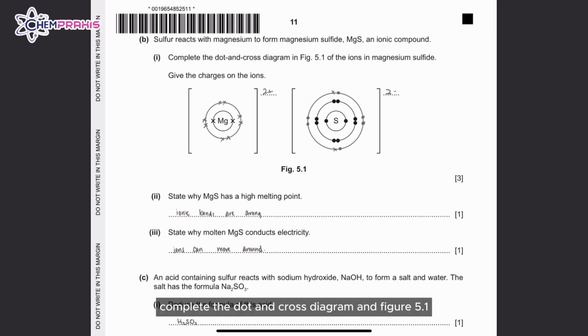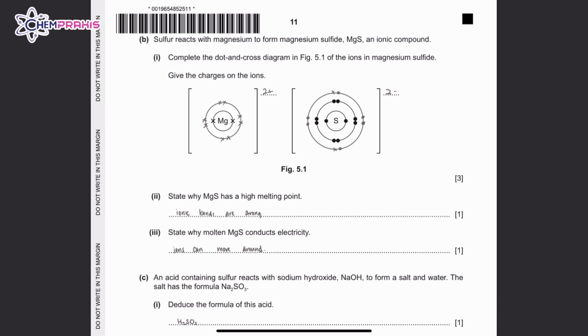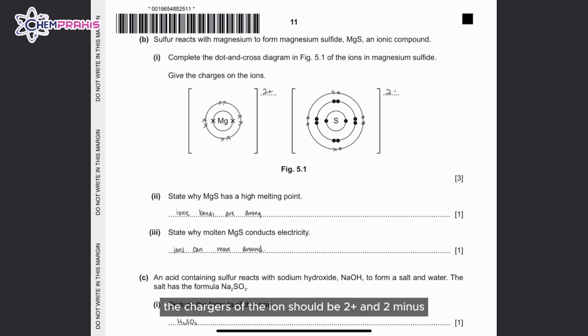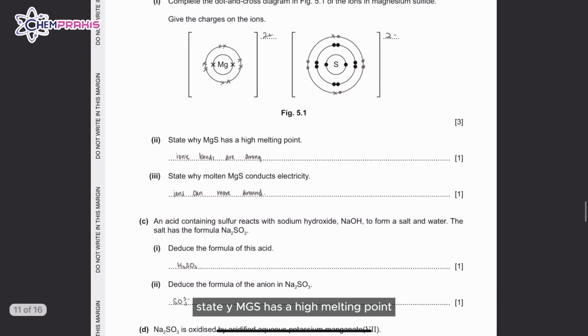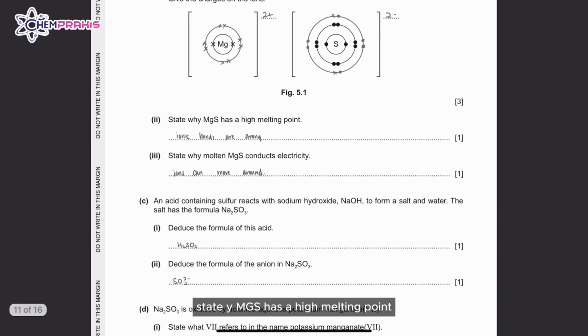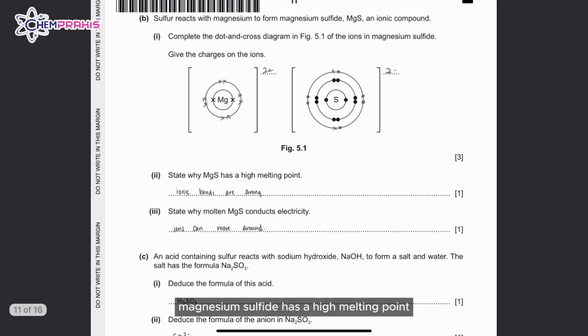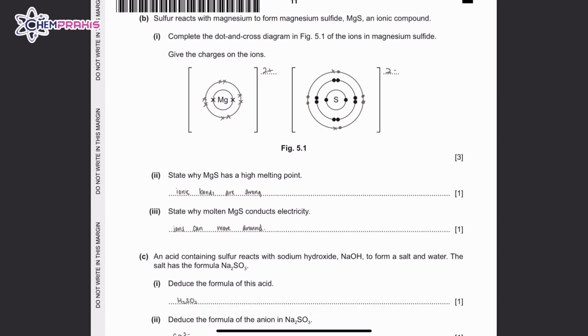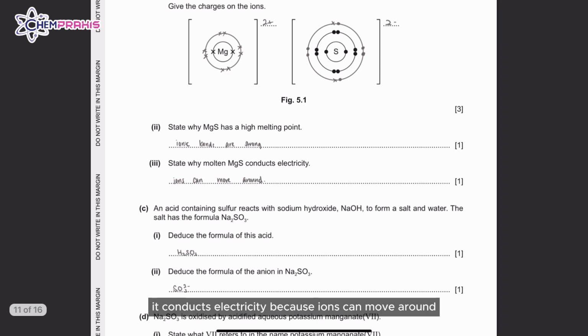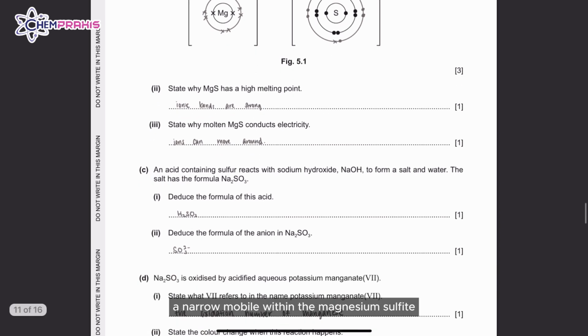For part B, complete the dot and cross diagram in figure 5.1 of the ions in magnesium sulfide. Your dot and cross diagram should look something like this, and the charges of the ions should be 2+ and 2- respectively. State why MgS has a high melting point. Magnesium sulfide has a high melting point because ionic bonds are strong. State why molten magnesium sulfide conducts electricity. It conducts electricity because ions can move around and are mobile within the magnesium sulfide.